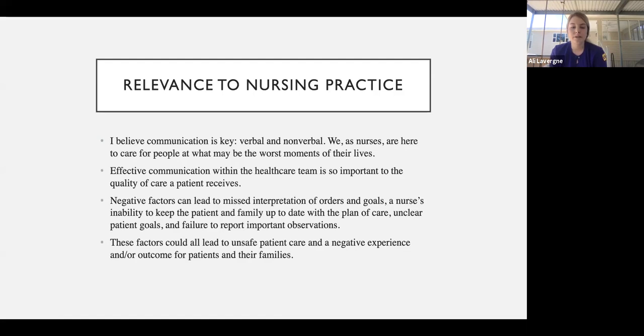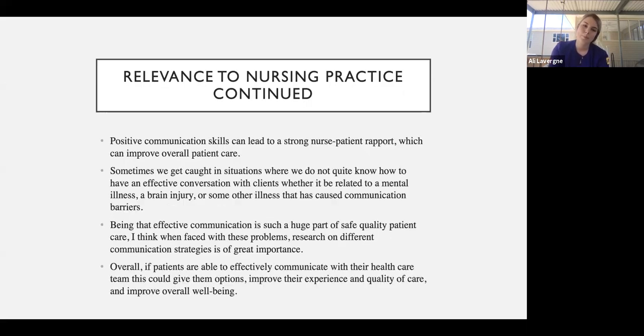Negative factors can lead to misinterpretation of orders and goals, a nurse's inability to keep patient and family up to date with the plan of care, unclear patient goals, and failure to report important observations. These factors could all lead to unsafe patient care and a negative experience and or outcome for patients and their families. Positive communication skills can lead to a strong nurse-patient rapport, which can improve overall patient care.